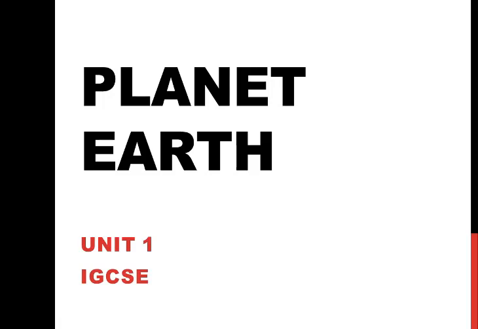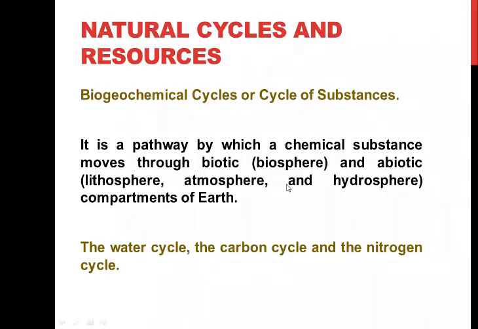In this video, we will discuss the first unit of IGCSE Chemistry, which is called Planet Earth. So the first topic of Unit 1 is the natural cycles and resources. So we will start from what cycles really mean.